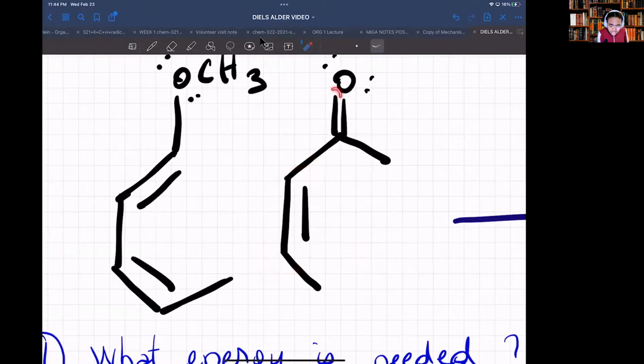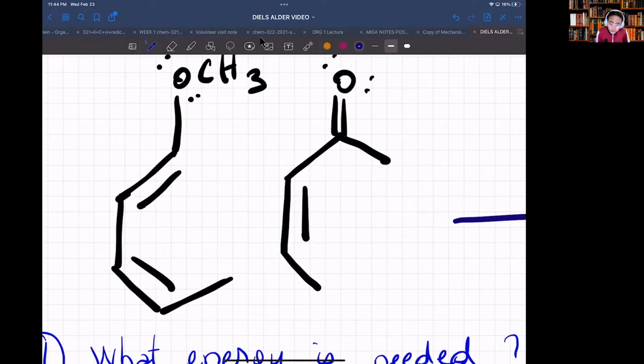Now, yes, there's a C=O bond, but we don't really care about the C=O bond. Like for an alkene, it's really the C=C double bond, right? So this is a dienophile. That means it is diene-loving, an electrophile, an electron lover. Anything with "phile" is basically a lover of whatever the prefix was, right?